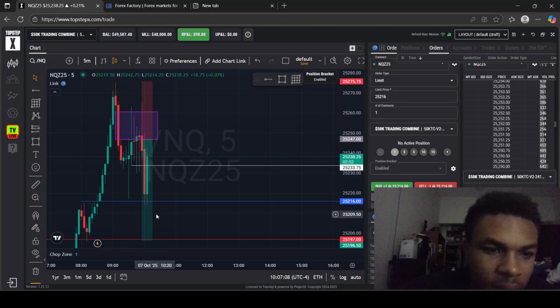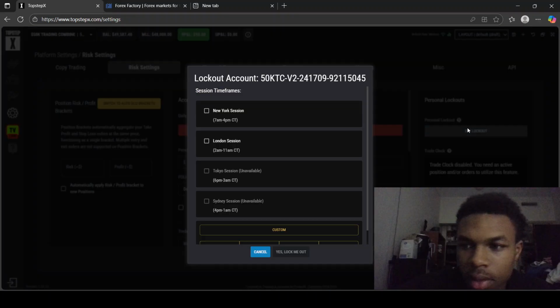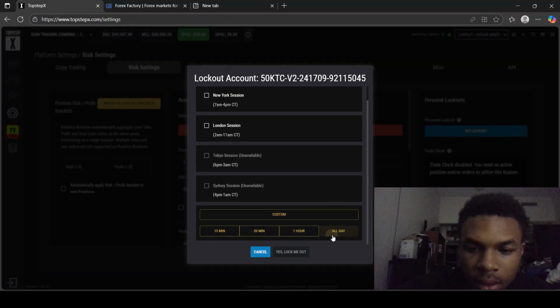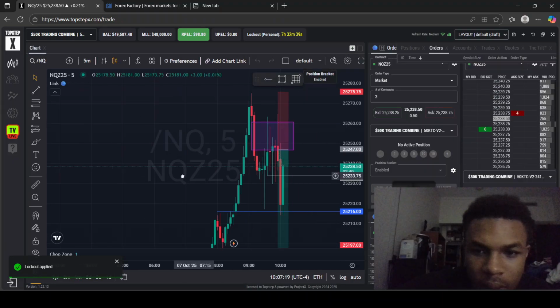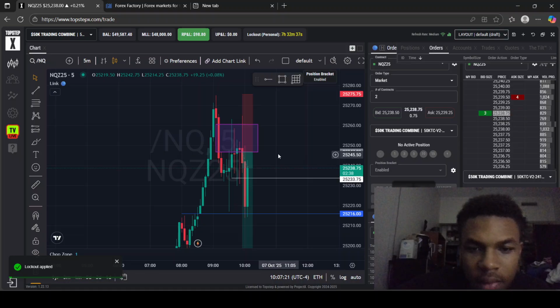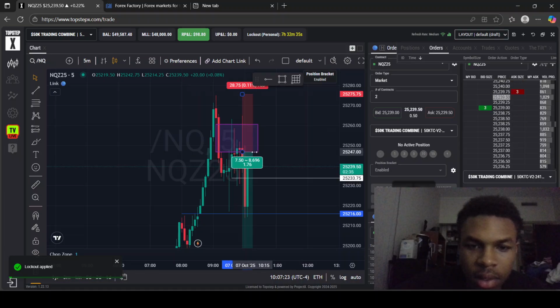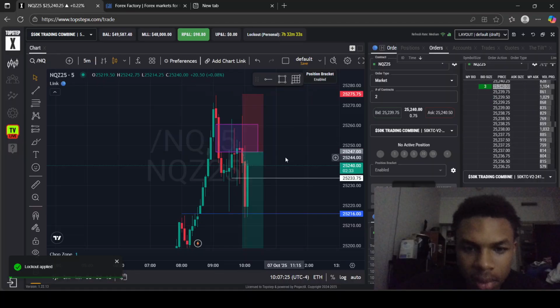Probably still wouldn't have got stopped out at break even. Well, let me lock out before I do anything so I don't get tempted to take another trade. But I don't think we would have got, well, we would have got stopped. Nah, we would not have gotten stopped out at break even. It would have just been one of those nail biters. But it is what it is. I ain't really trying to sweat too much today.